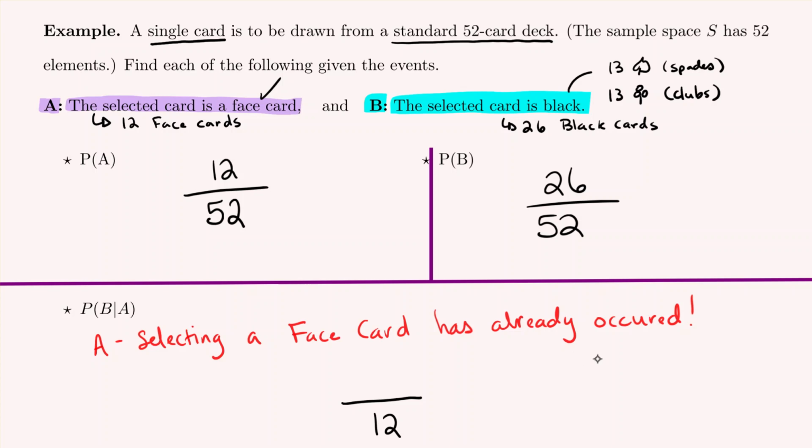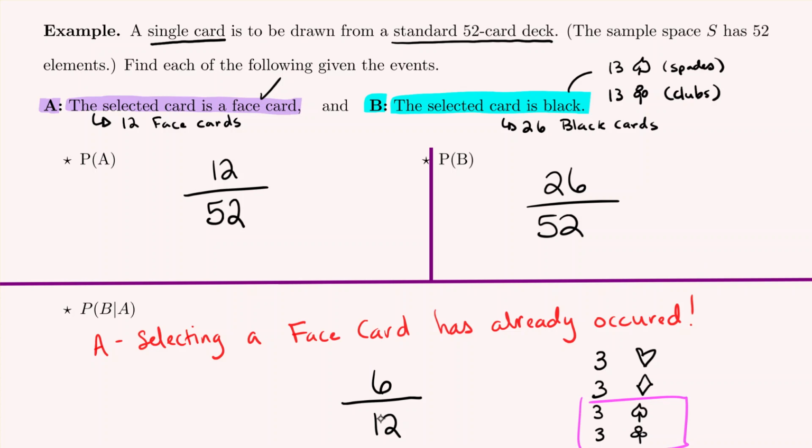And of those 12 face cards, we have 3 hearts, king, queen, jack of hearts, 3 diamonds, king, queen, jack of diamonds, 3 spades, king, queen, jack of spades, and 3 clubs. And of those, only the spades and the clubs are black cards, so of the 12 options, 6 of them would result in us drawing a black card.